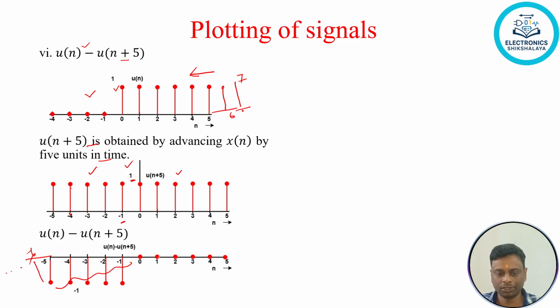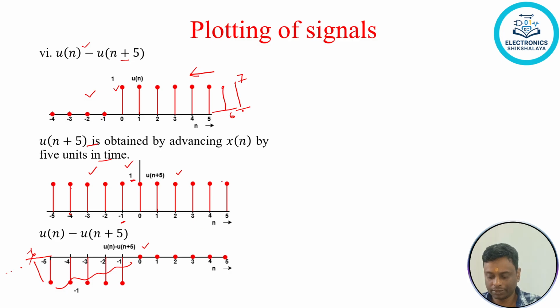We can get 0 because in this case the u of n value is 1, and the u of n plus 5 value is also 1. So 1 minus 1, that will be 0, and so on and so forth. So this is our u of n minus u of n plus 5.